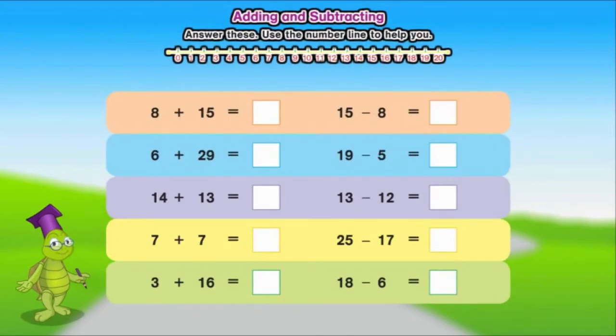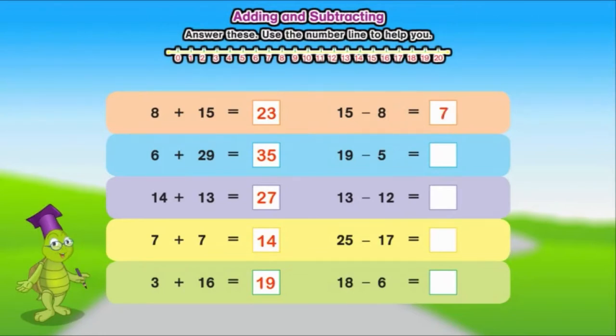Adding and subtracting. Answer these. Use the number 9 to help you. 8 plus 15, 23. 6 plus 29, 35. 14 plus 13, 27. 7 plus 7, 14. 3 plus 16, 19.